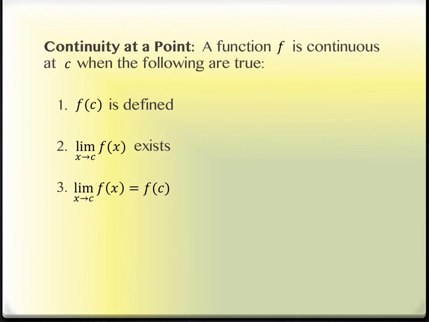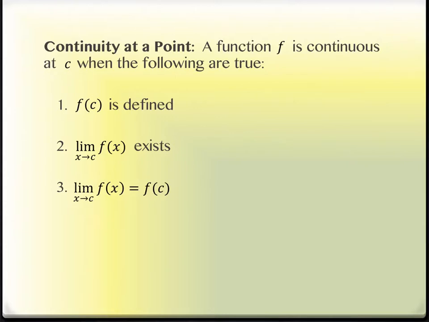F of C has to be defined. In other words, I've got to be able to plug the value in and it works. I can't just get a 0 over 0, or something like that. It has to work. The second thing is that the limit from both sides has to exist. So I have to be able to approach from the left and approach from the right and arrive at the same value from the right and the left. And then the last thing is that the value that I approach from the right and the left has to be the same as the function value when I plug C in.